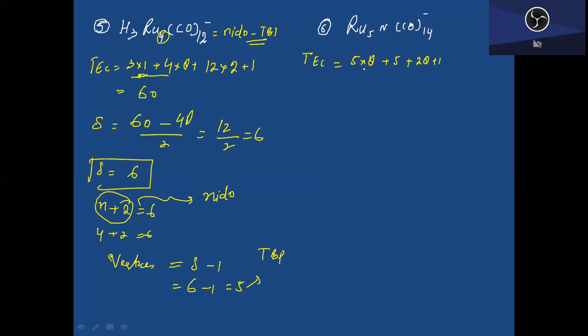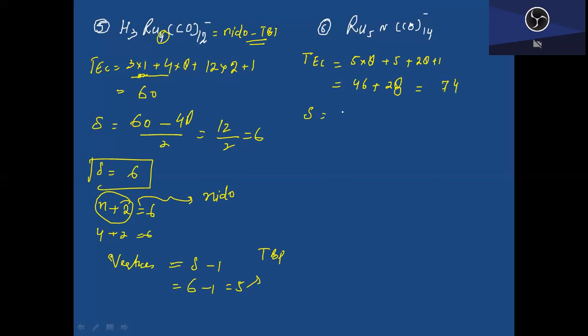So 8 fives are 40. 40 plus 5 plus 1, 6, is equal to 46. 46 plus 28. So this will come out to be 74.